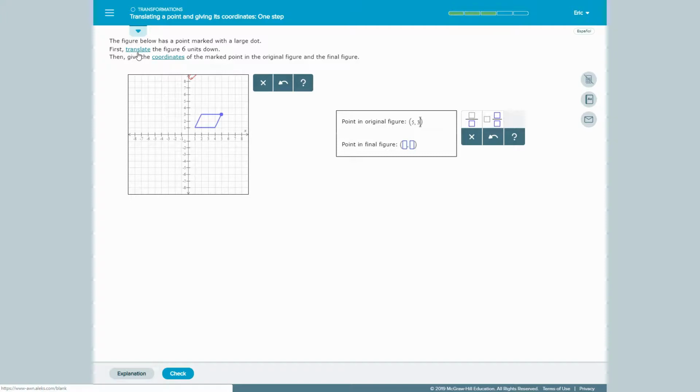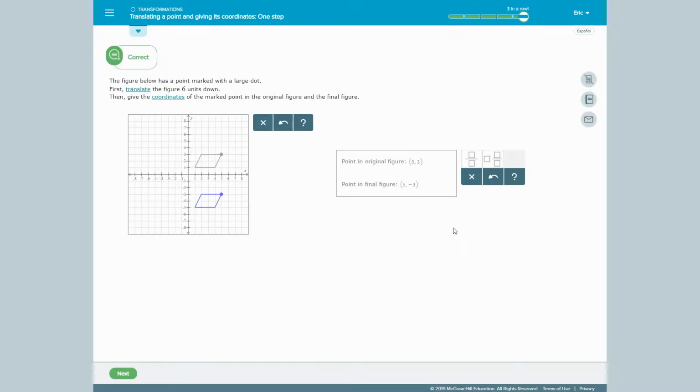They want me to translate or move this 6 units down. What that means is I'm not going to go any units left. I'm not going any units right. I'm just strictly dragging it straight down. And I can use this big blue point as a means of making sure that I don't move. So I'm just going to go down 1, 2, 3, 4, 5, 6. And that's it, because it's only one step. So what's the point in my final figure? That is going to be at 5, -3. And that's it for this type.